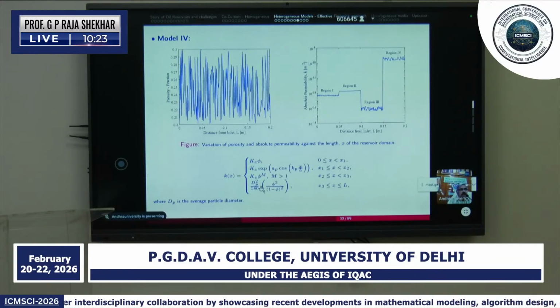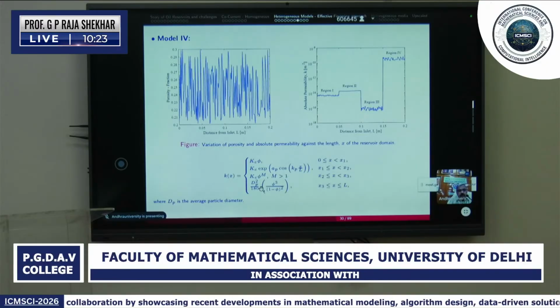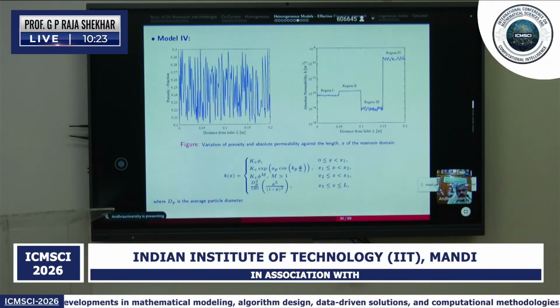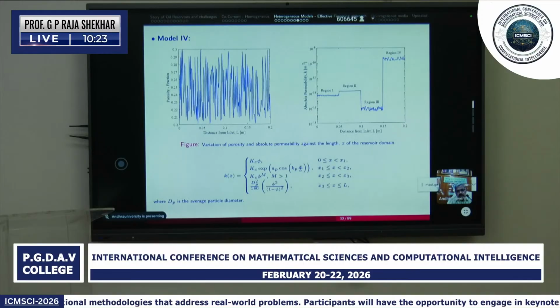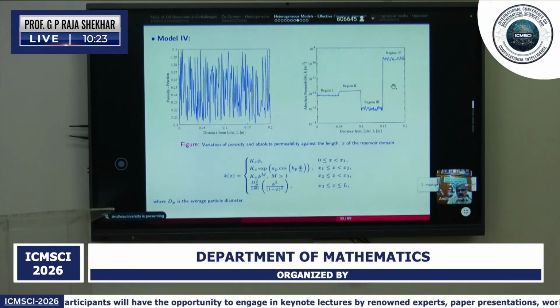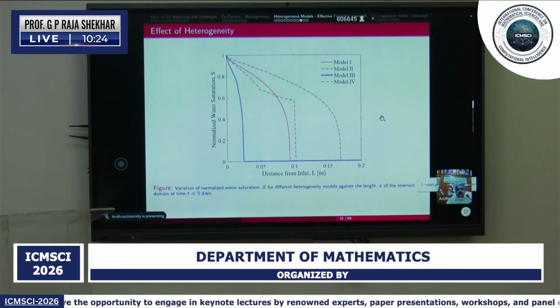It is something like if you put rice in a small container, the packing is different. If you put, say, mustard, the packing is different. If you mix rice and mustard, the packing is different. So the mean particle diameter and the porosity determine how the permeability varies. With this block structure, we then want to study the solution.